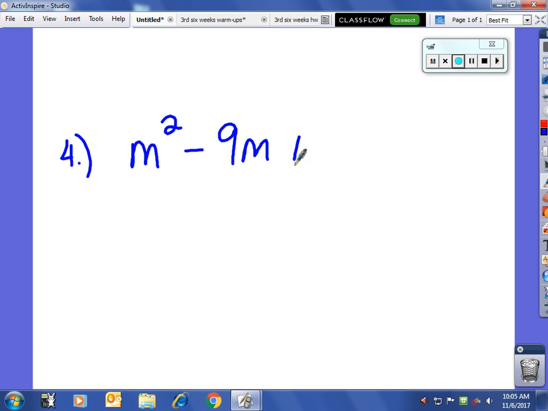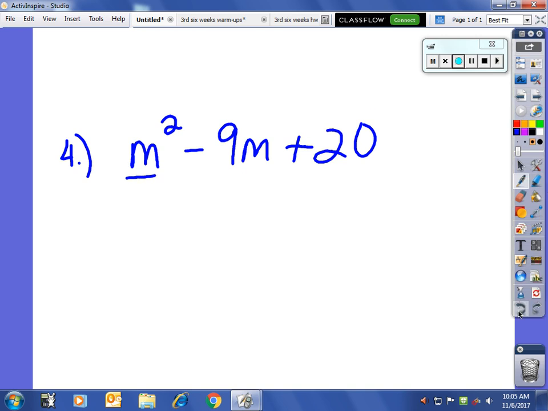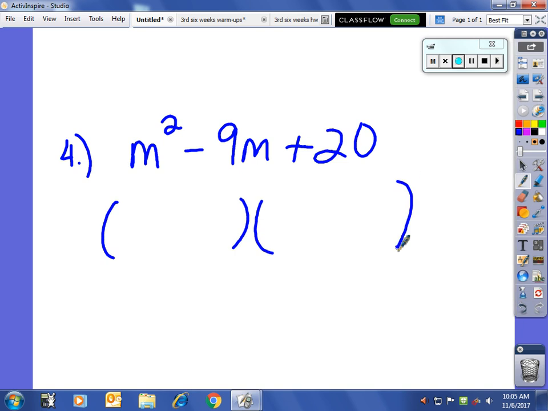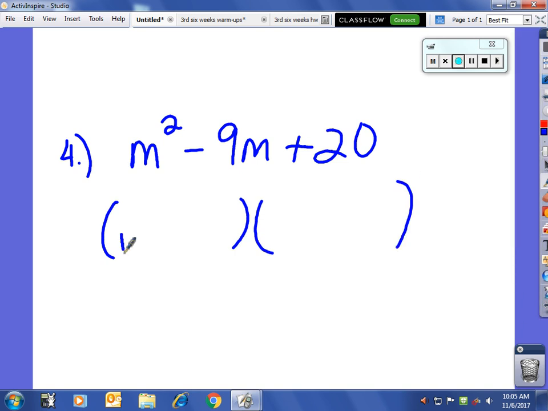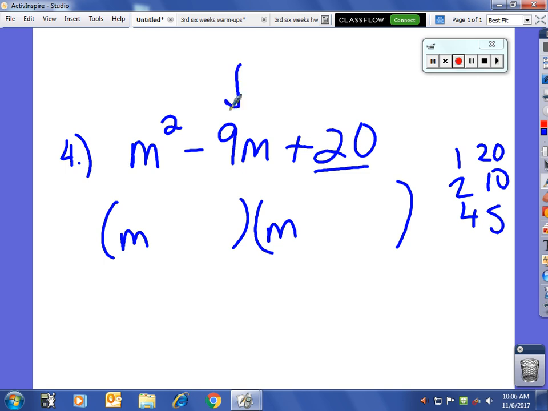The nice thing about the ones you did on page 175 was the number in front of your x squared or your m squared term was always a 1 on this whole page. There was just an invisible 1. That makes your life easier, because the only possibility to get m squared has to be just 1m times 1m. 20, however, could be 1 and 20, 2 and 10, or 4 and 5. Now remember, you're trying to get a 9 in the middle. So which factor pair here could add up to a 9 in the middle?